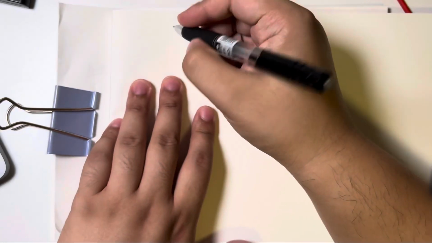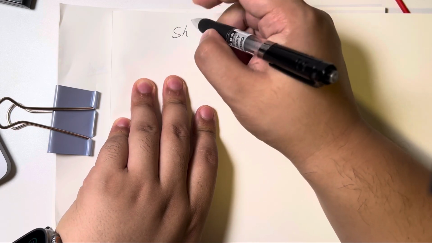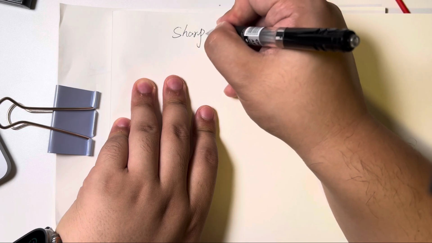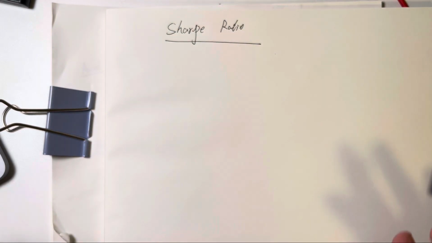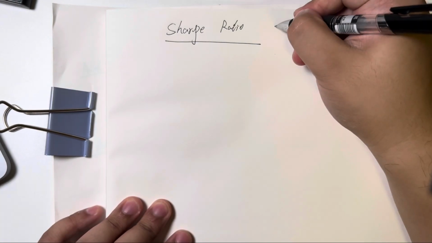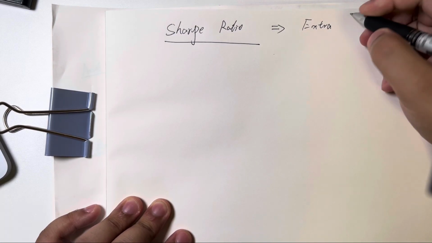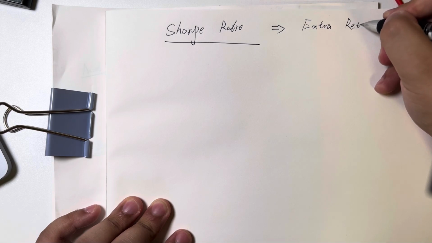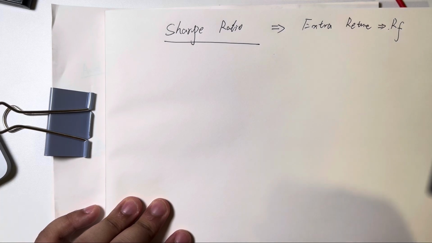So first, if you do not know the concept of the Sharpe ratio, let me quickly remind you. Basically, the Sharpe ratio is how much extra return you are getting compared to a risk-free investment. So the Sharpe ratio will give you the extra return when you compare it to a risk-free asset, right?